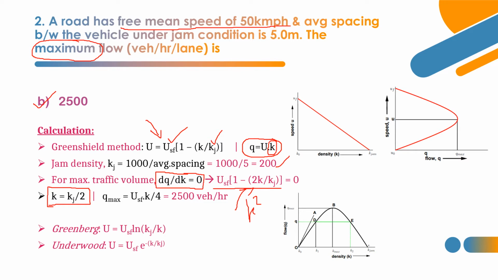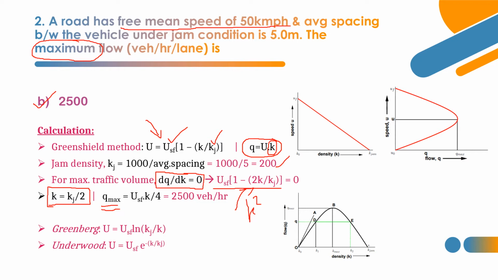And in jam condition, the maximum capacity shall be given by this formula, USF into K by 4. Or we can say like this: at maximum condition, velocity shall be half of free mean speed, and at maximum condition, the normal density of traffic shall be half of the jam density. So that's why USF by 2 into K by 2, that is nothing but USF into K by 4.